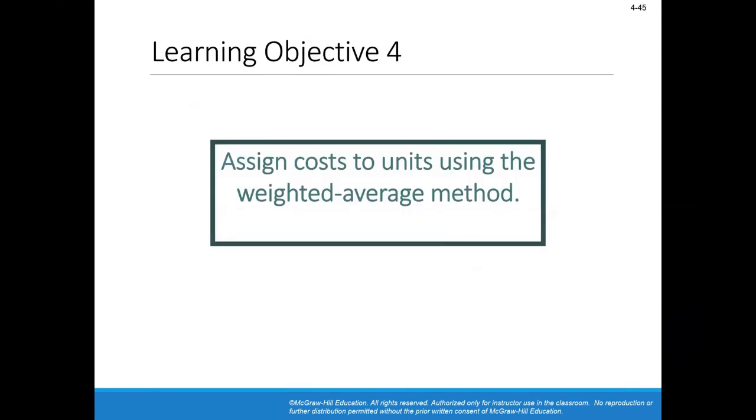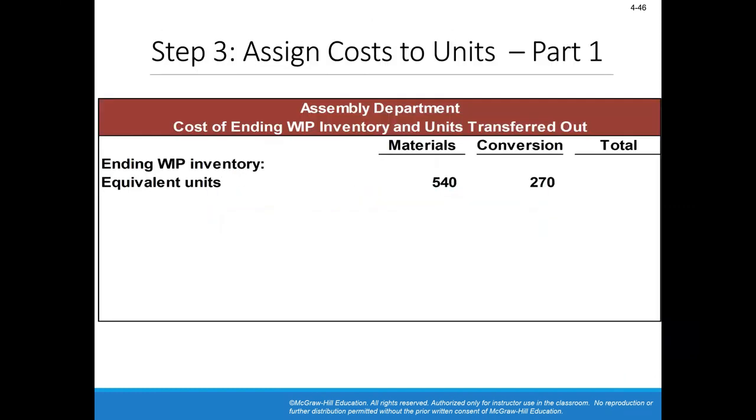All right, we want to assign cost to the units using the weighted average. So we have our equivalent units in the ending work in process inventory, 540 and 270. Remember, that is the calculation we already did. It was the 900 units we had in ending work in process inventory, multiplied by the percentages, 60% and 30%. That's where those numbers are coming from. So we have 540 for materials, 270 for conversion. We know the cost per equivalent unit, which we just calculated: $21 and $15.